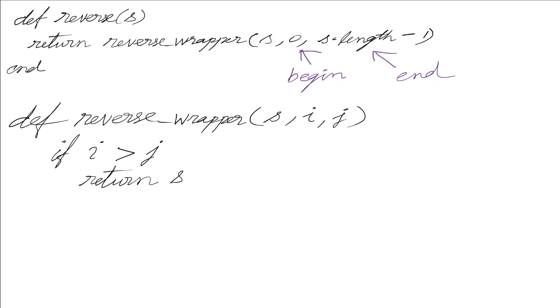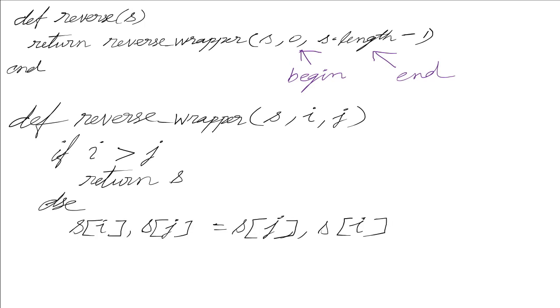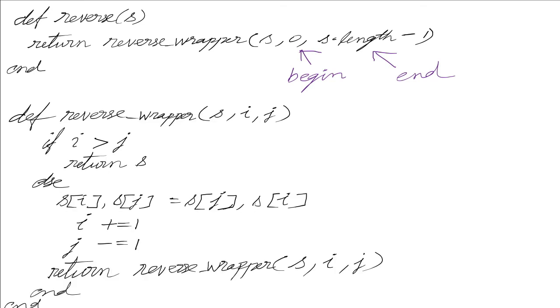The base case is the same as the loop terminating condition in the iterative solution. The recursive case swaps the characters pointed to by the i and j variables. The increment and decrement is the same as the iterative version. We then make a recursive call for the smaller string.